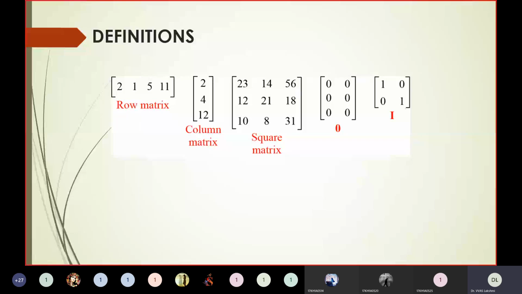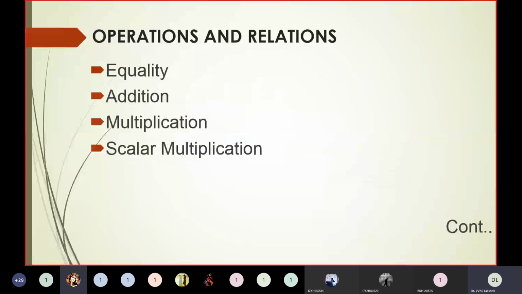So what are the operations performed on matrices? What are the basic operations we are going to perform on a matrix? These are the operations performed on matrices. First one is the equality operation, and the second one is addition and subtraction. Third one is multiplication. Fourth one is scalar multiplication. So equality represents that each and every element in the two matrices is exactly the same, including positions. Those matrices are said to be equal matrices.